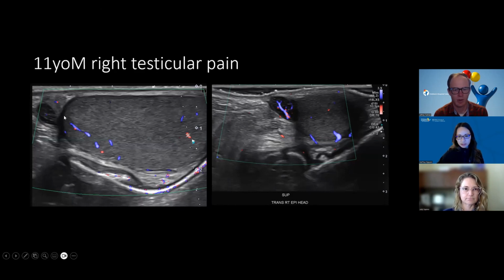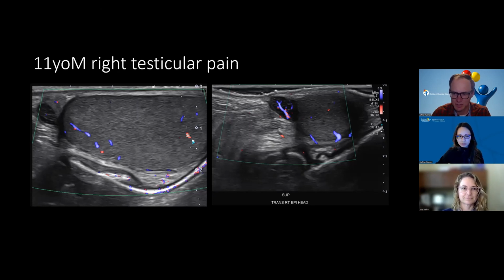So maybe we're just not getting the blood flow. But when we did move it and have this ovoid hypoechoic structure kind of centered, it looks like there's a nice vascular pedicle to it. So I don't know, Jeffrey and Judy, if you guys have seen this before.